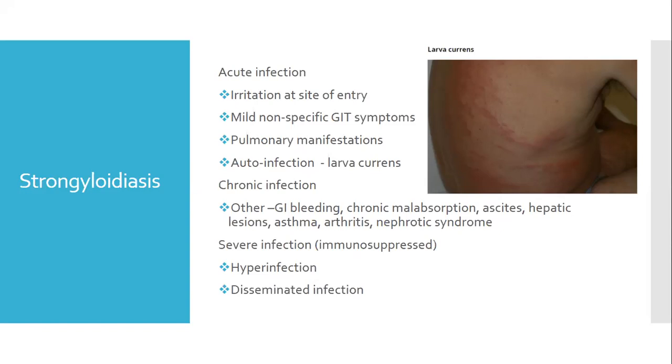And in this setting, this infection can look like sepsis, can look like meningococcal infection, or even septicemia. Patients can present with ARDS and multi-organ failure. And strangely enough, in this setting, the eosinophilia is usually absent. The hypothesis is that it could be as a result of the immunodeficient state.